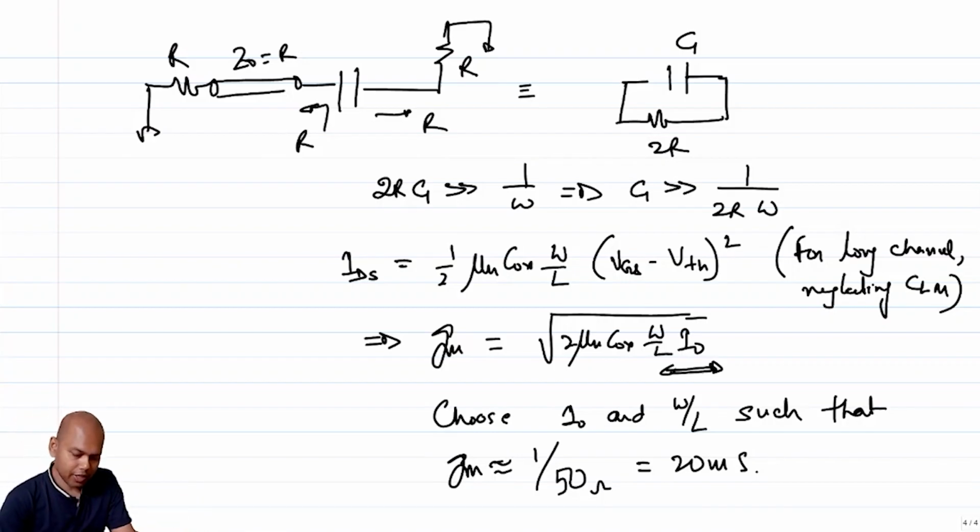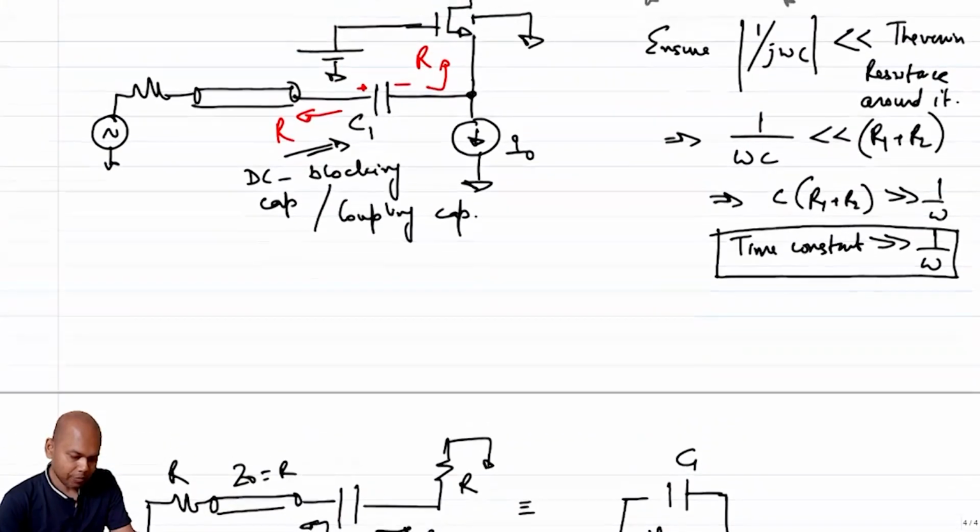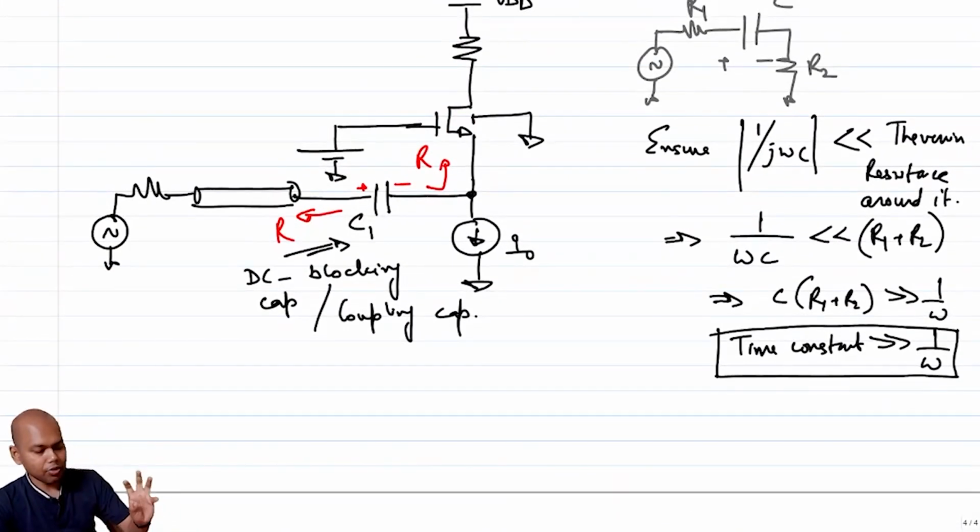So what happens if I increase I naught? Let's say I want to keep the GM fixed and I want to increase I naught. It essentially means that I have to reduce W by L. And if I am doing a power constraint design, where invariably we would like to ensure that we are not burning more power, we would like to do the reverse. That is, we would like to reduce I naught, right, and naturally increase W by L, right?